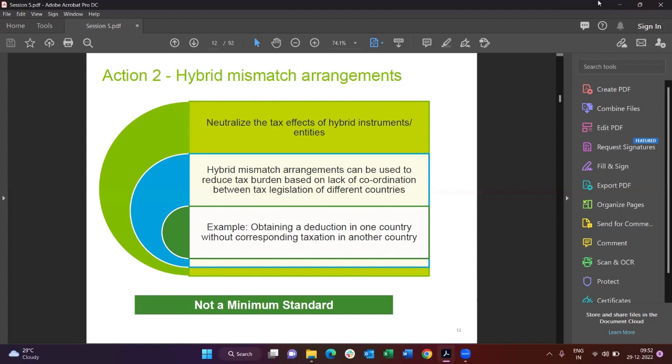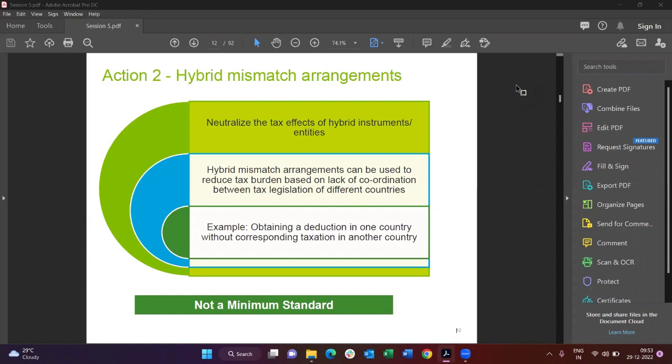A partnership firm is not taxable in some countries. In some countries, the profits will be taxed in the hands of the partnership firm, and in some countries, they will be taxed in the hands of the partners. So there is a gap here, a mismatch between the arrangements of one country and another country.